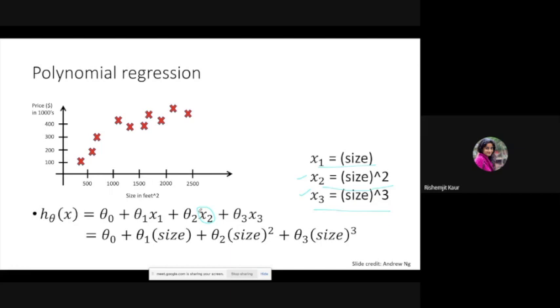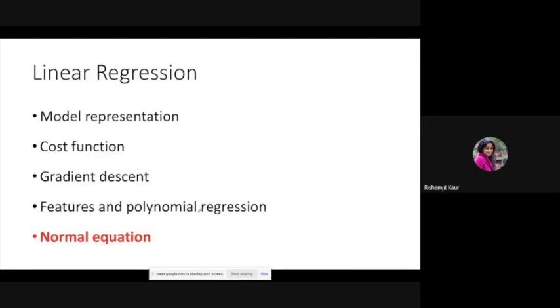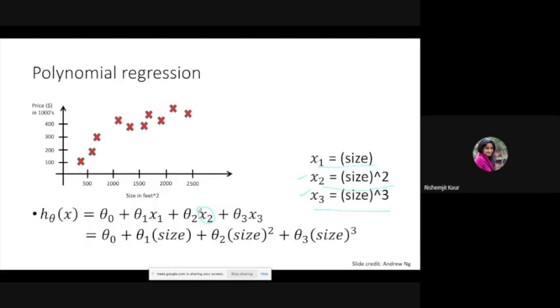We are taking squares or cubes or something of that. Sometimes these kinds of approaches also help us to achieve better performance. So that's something that we can do. So now the linear regression, we have learned the way of using the gradient descent, which is an iterative algorithm.